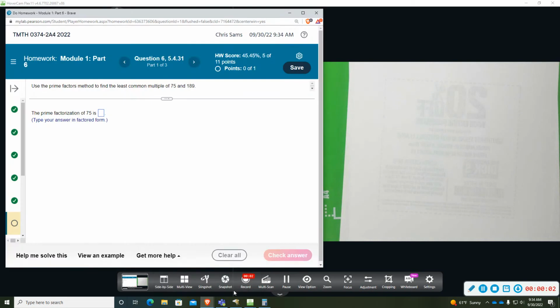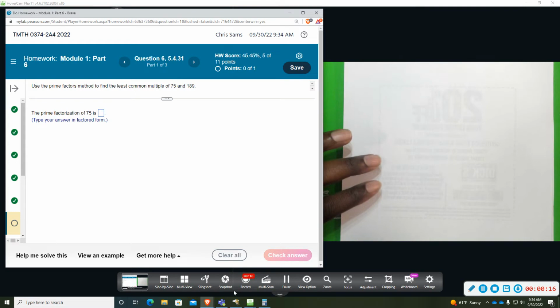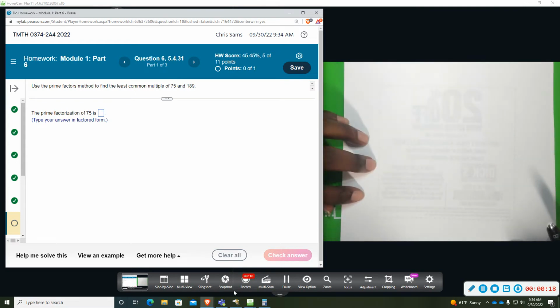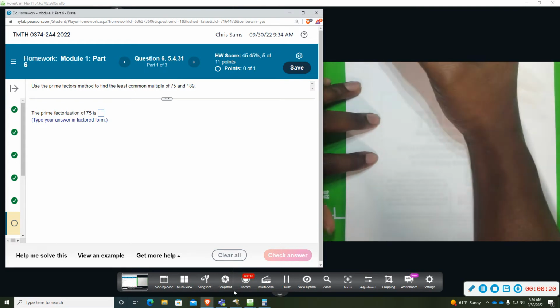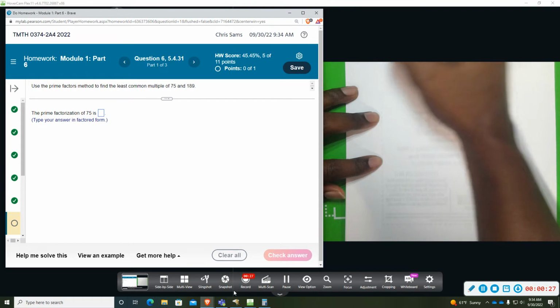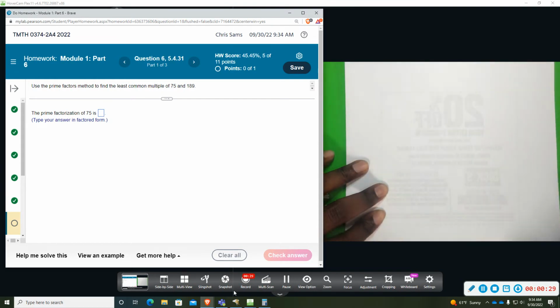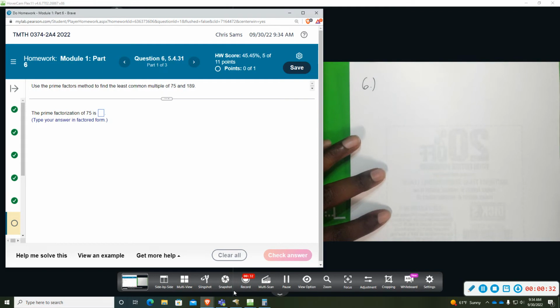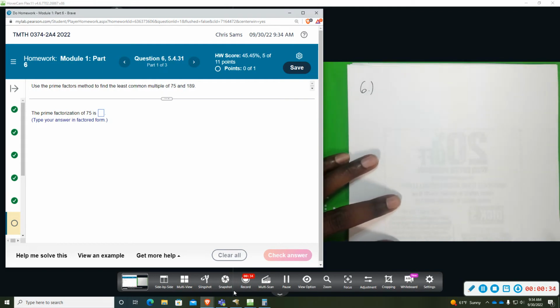All right, number 6. This time we want to use the prime factor method to find the least common multiple. This is a little bit different. We just did greatest common factor, and now we're going to be doing the least common multiple. It asks for prime factorization, so you could not use the box method here, or the dividing primes method, I think that's what the book calls it.